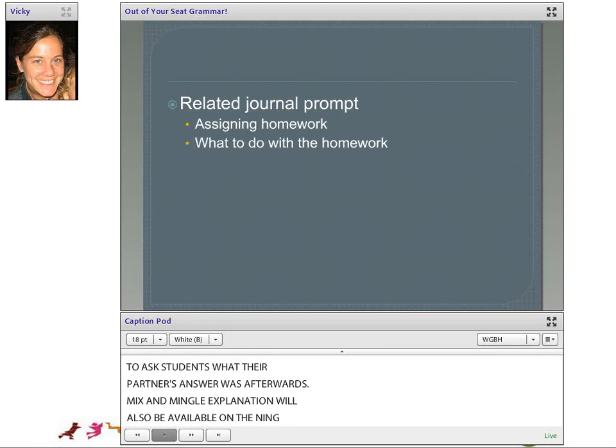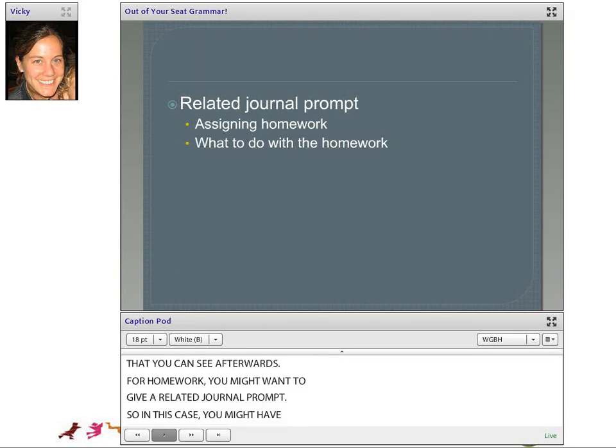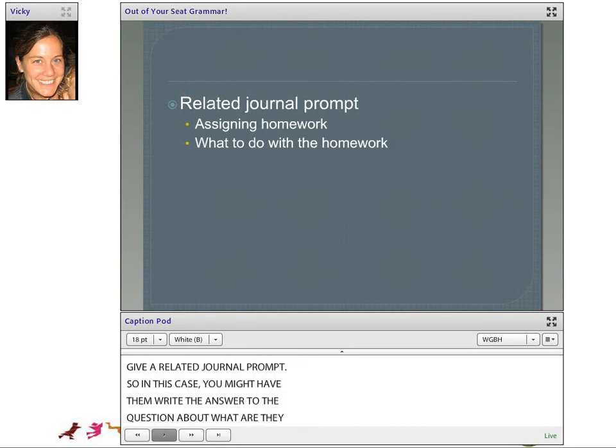For homework, you might give a related journal prompt. So in this case, you might have them for homework write the answer to the question about what they are going to do this summer. A couple comments about homework.